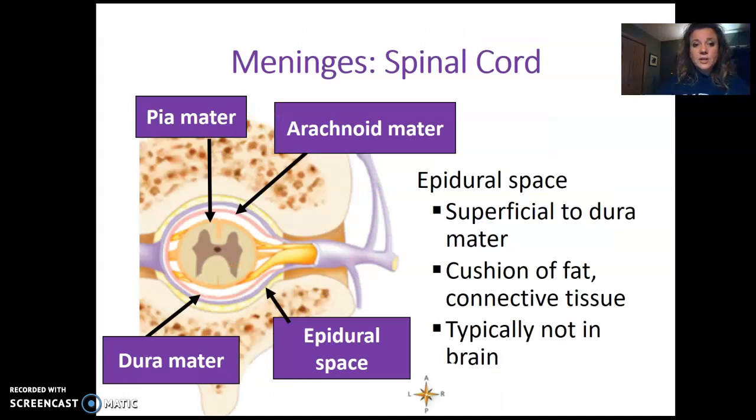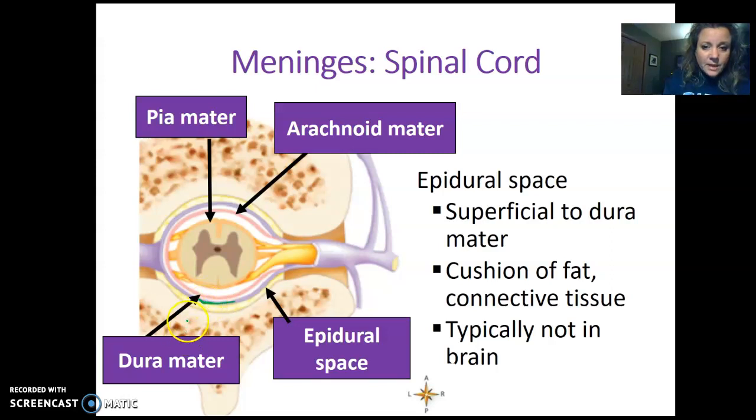This is a cross section of our spinal cord. So now the spinal column has been severed with a transverse cut, and we're looking down onto the top of the spinal cord itself. And again, you can see that the pia mater is right up against that tissue. And then we have the arachnoid mater, and then we have the dura mater.